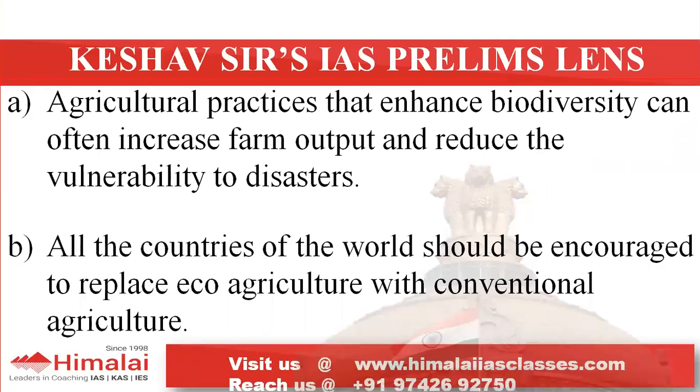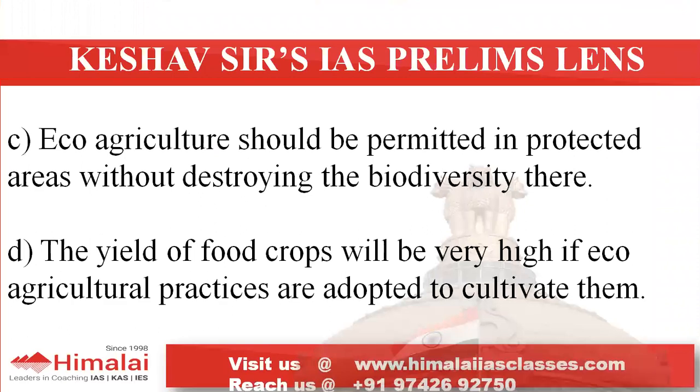Option A, agriculture practices that enhance biodiversity can often increase farm output and reduce the vulnerability to disaster. Option B, all the countries of the world should be encouraged to replace eco-agriculture with conventional agriculture. Option C, eco-agriculture should be permitted in protected areas without destroying the biodiversity there. Option D, the yield of food crops will be very high if eco-agriculture practices are adopted to cultivate them.